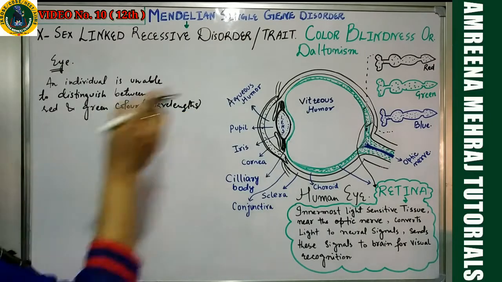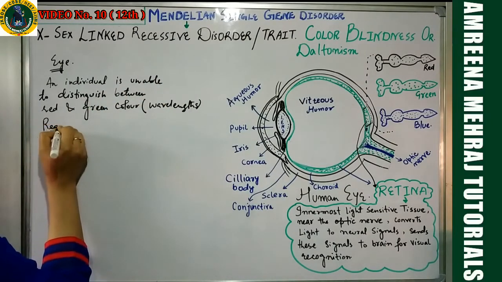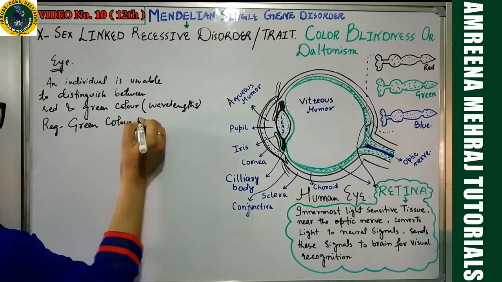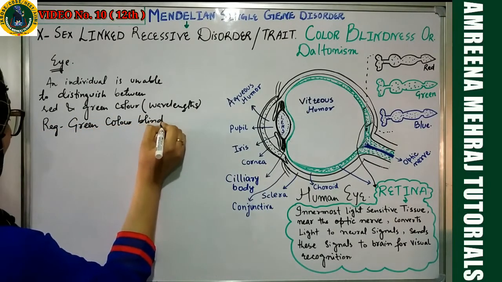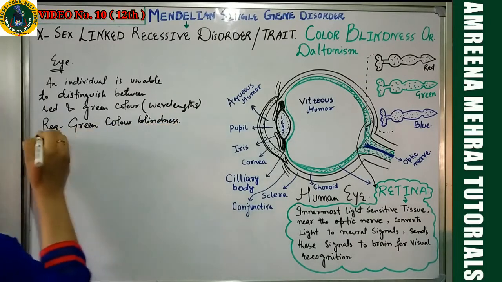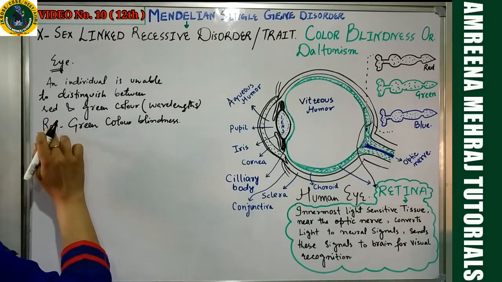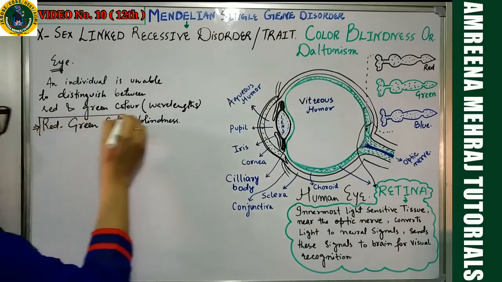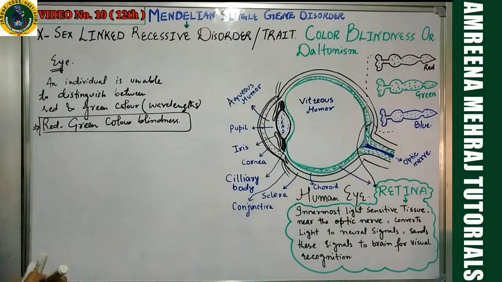So accordingly we use the word red-green color blindness. This is a very important thing you have to understand. So we use the word red-green color blindness for this particular disorder, what we call color blindness. Okay. So what happens in this disorder?